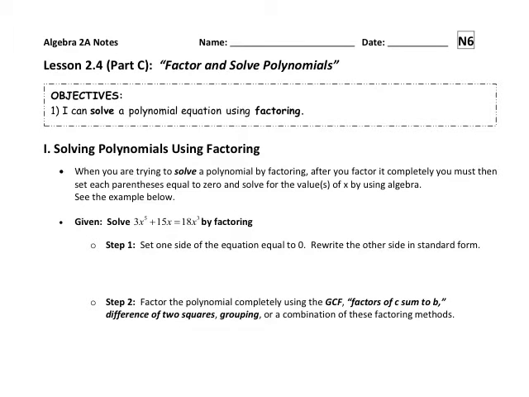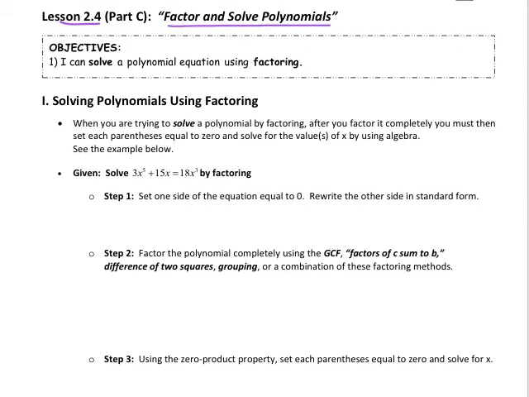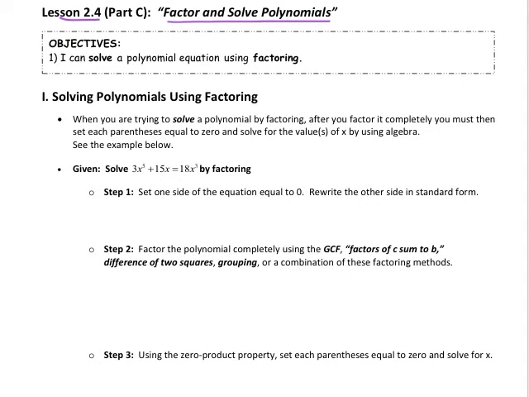This video is for Part C of Lesson 2.4, so this is the final section for factoring and solving polynomials. We've already learned how to factor lots of different polynomials using different methods, and we're going to review that a little bit here, and then at the very end we're actually going to solve.